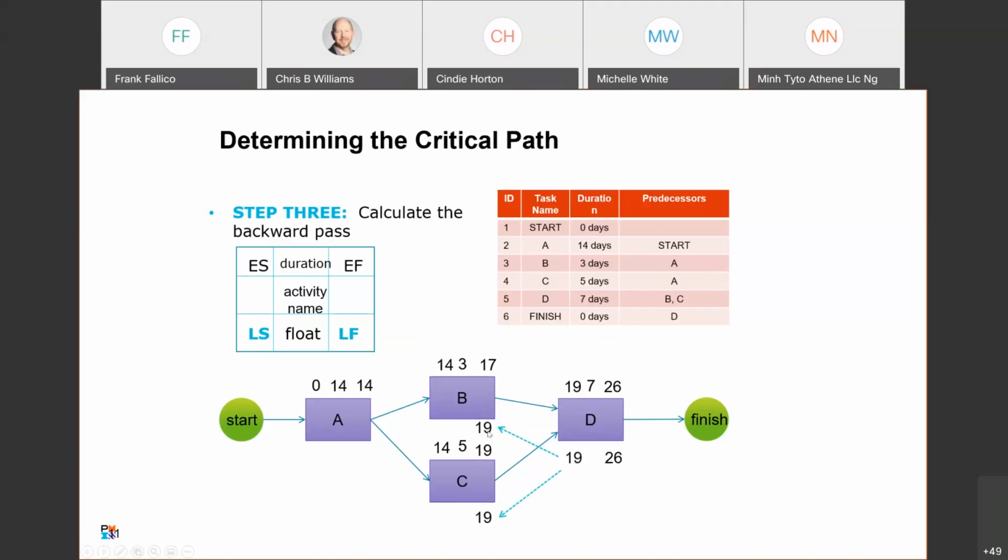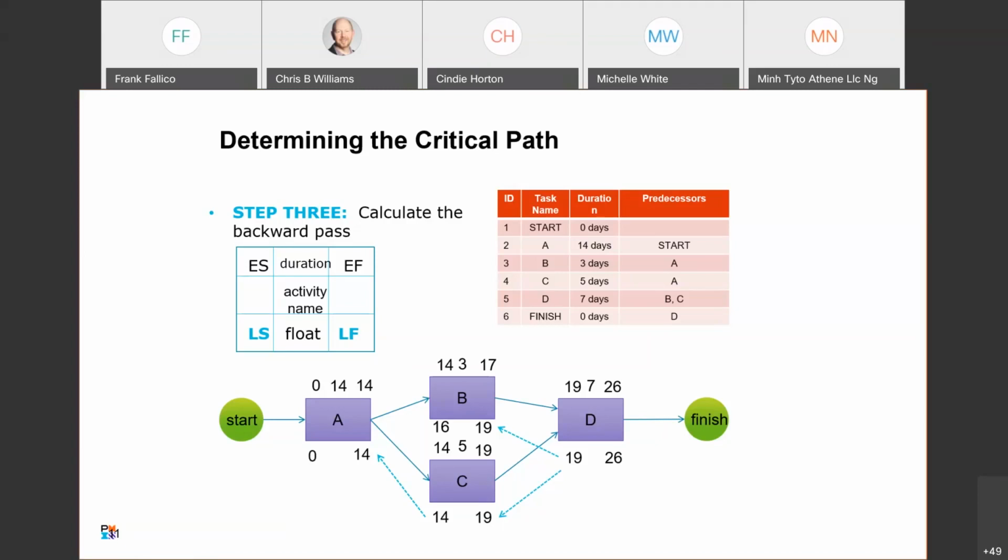Then we're going to do the same thing of subtracting the duration out, 19 minus 3 and 19 minus 5, and those are going to give us the late start for B and C, okay? And now we see that we have a late start of 16 for B and a late start of 14. And when we're going backwards, we take the lower number and bring it back to task A. So now we bring that back to task A, and that becomes the late finish for task A of 14 days. We subtract out the 14 and we get 0.